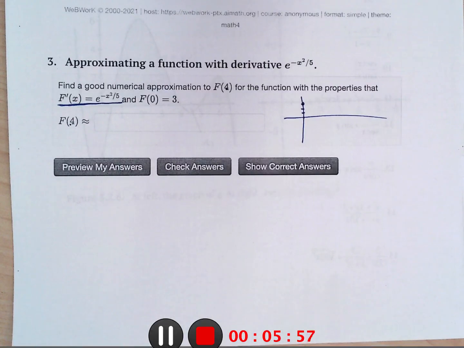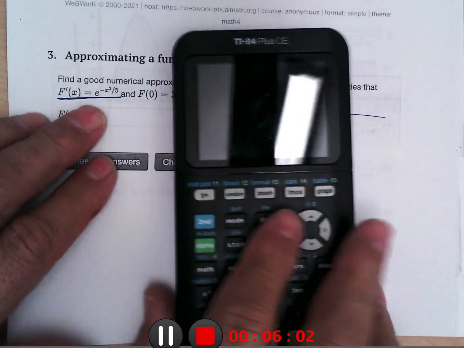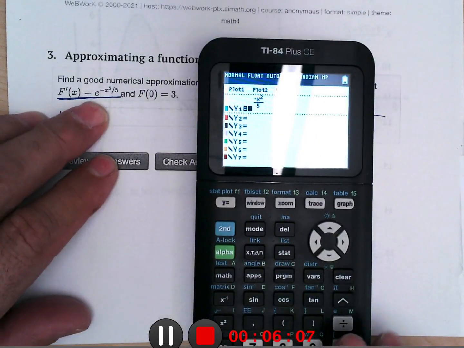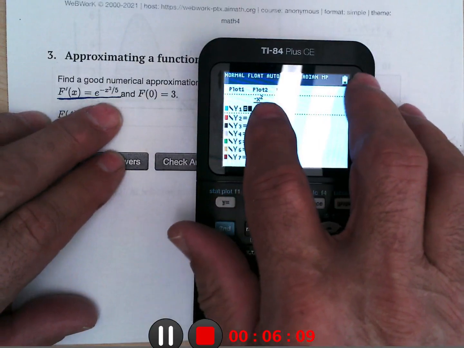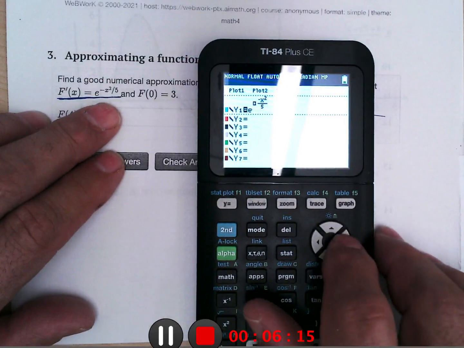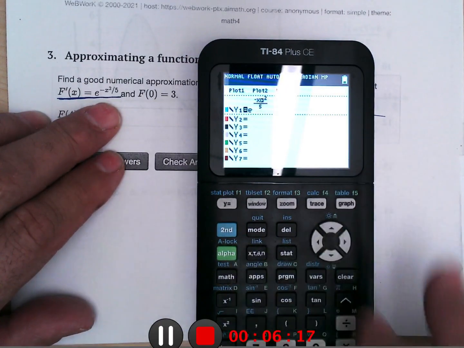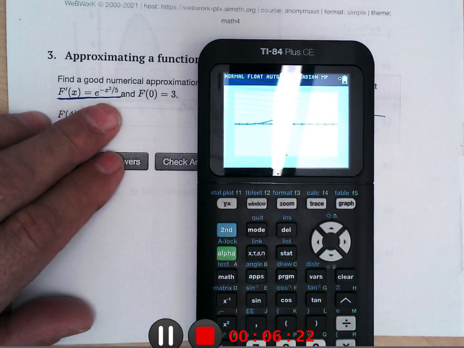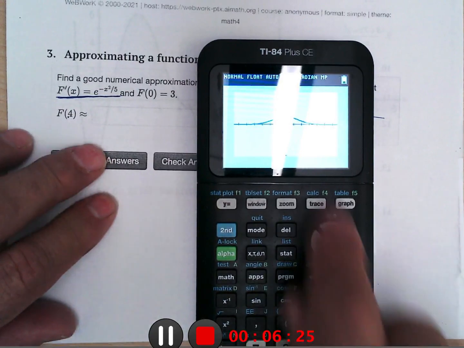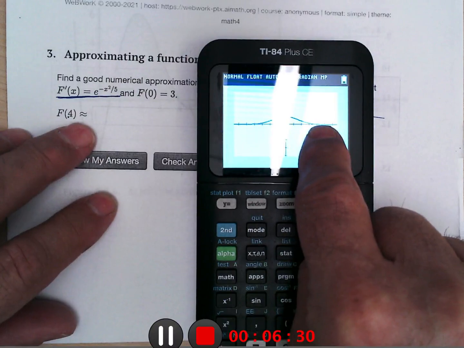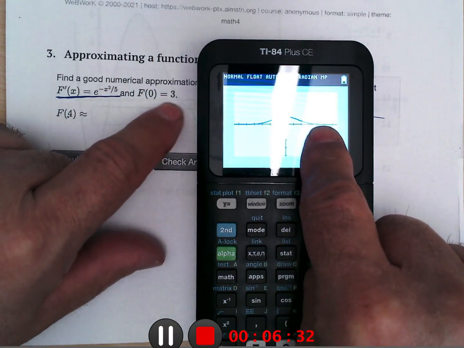and type in that equation. So e to the negative x squared over 5. So I have it typed in already. I'm going to retype that x so that I can say graph, and it'll regraph it. And now, if we can figure out the area between 0 and 4, we can add it to the 3 and get the height of f of 4.